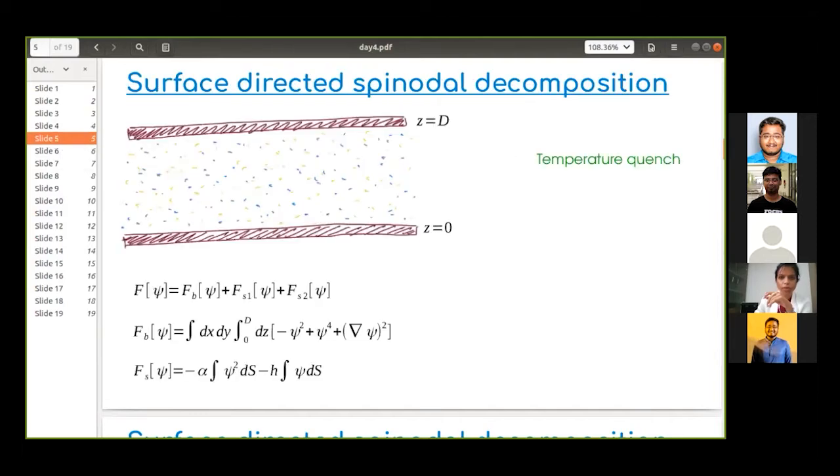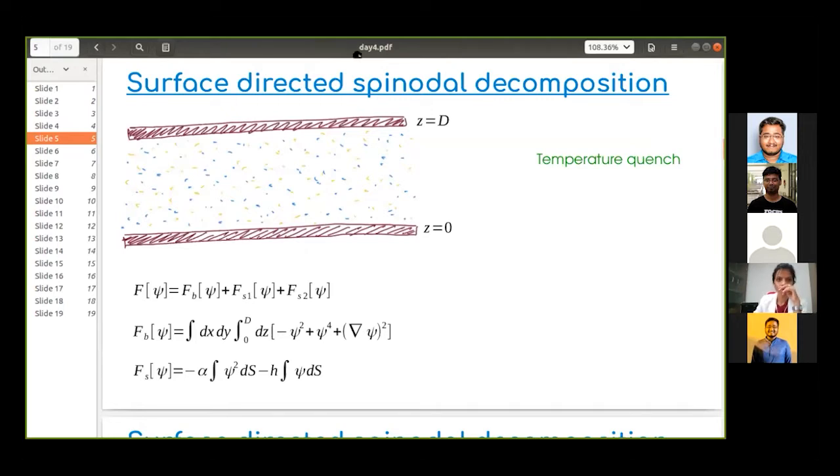Okay, so today what we are going to start with is something called the surface directed spinodal decomposition. This is something which I already mentioned one day before. So today we are going to look at it in greater detail. And then with that, finally, we'll move on to another example, which is mainly these colloidal particles here, and the surface properties because of the colloidal particles.